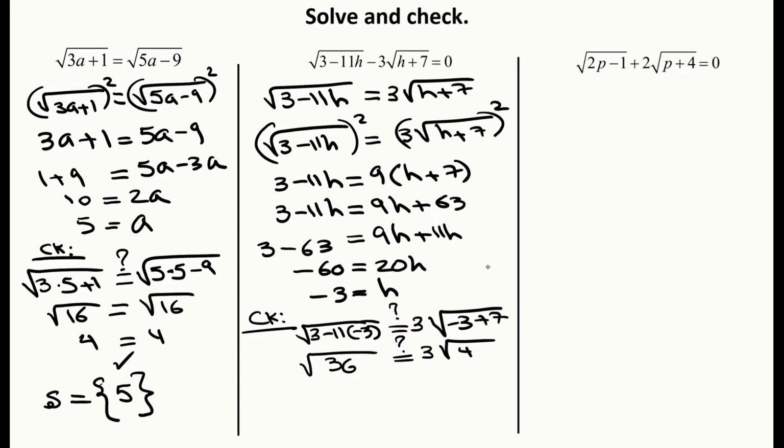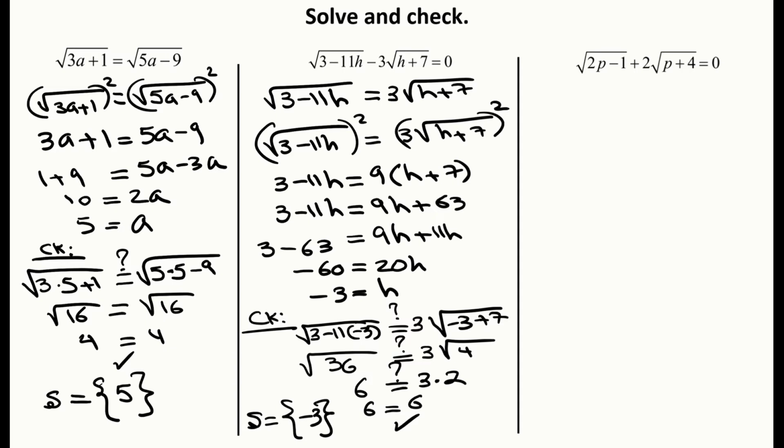Now we know that the square root of 36 is 6, and we're trying to see if that's equal to 3 times the square root of 4, which is 2. So we end up with 6 equals 6, which is good news because that means all our work paid off and we had a solution, which is negative 3. So we can write our solution set to contain negative 3.